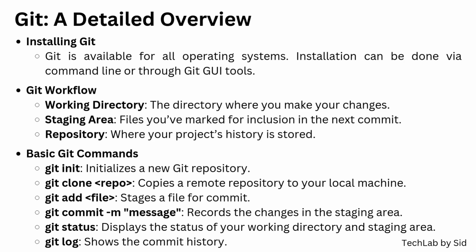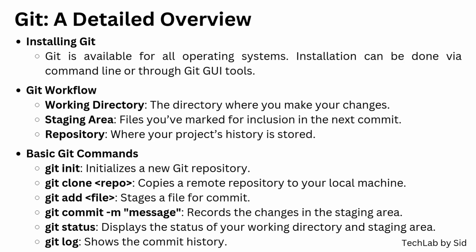Basic Git commands. git init initializes a new Git repository in your current directory. git clone repo copies a remote repository to your local machine. git add file stages a specific file, preparing it for inclusion in the next commit.